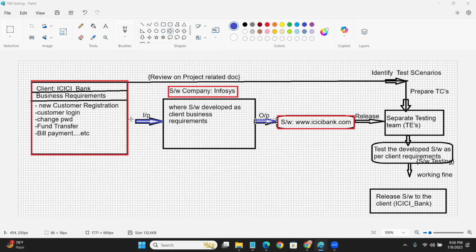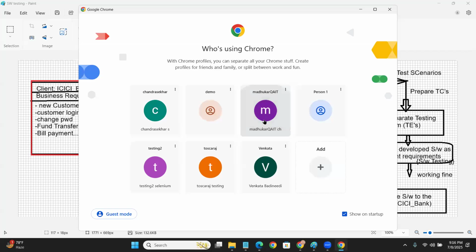As per those requirements, this company develops the software. After the software is developed, it is not delivered directly to the client. In the present scenario, every software company maintains a separate testing team. So the application is delivered to the separate testing team. Now we have to go for testing.